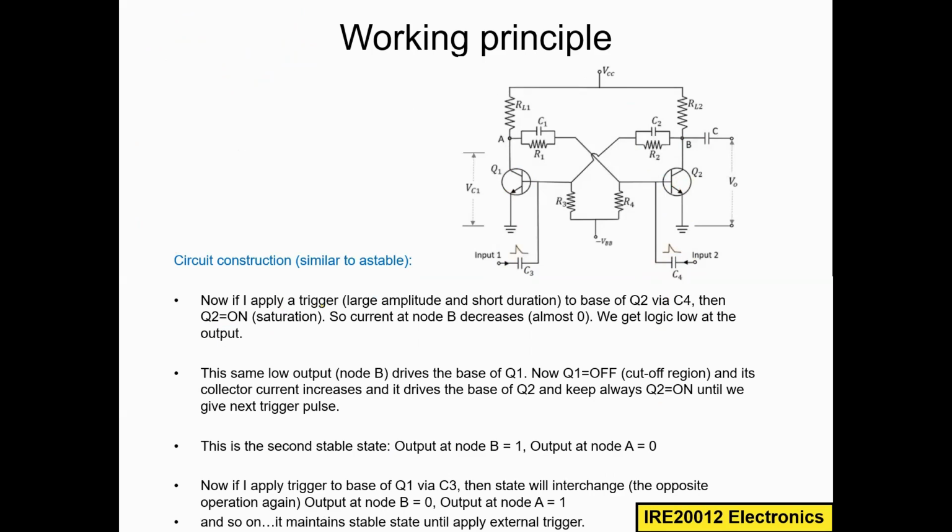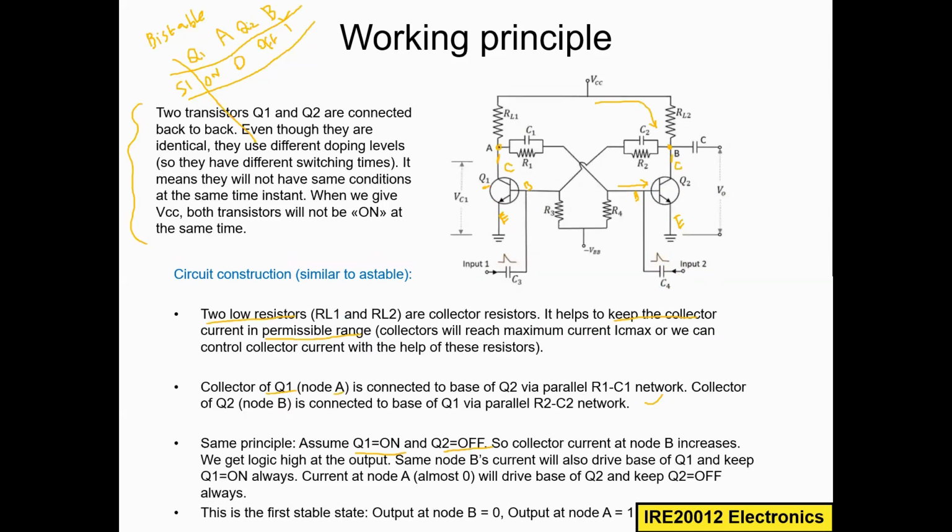Now if I apply a trigger to the base of Q2 via C4, so this is the base of Q2. I apply the trigger here via C2. I already told you this C2 is the blocking capacitor or coupling capacitor. Now I am applying this large amplitude, short duration trigger to the base. Then what will happen? This transistor will immediately go on. So now this Q2 will go on.